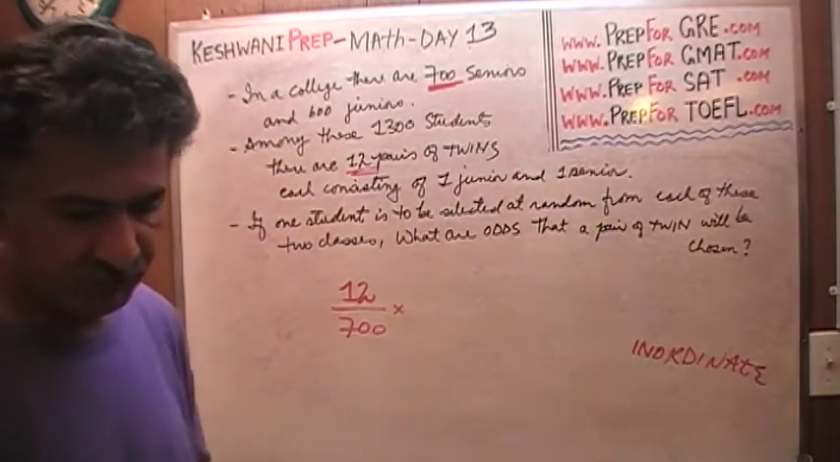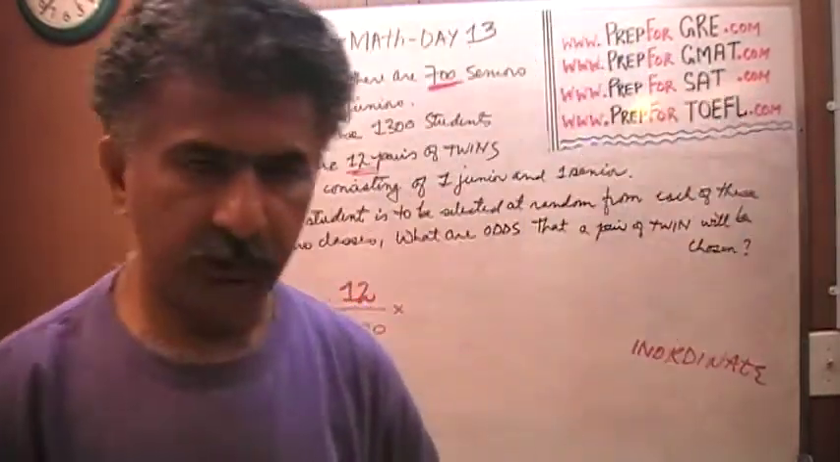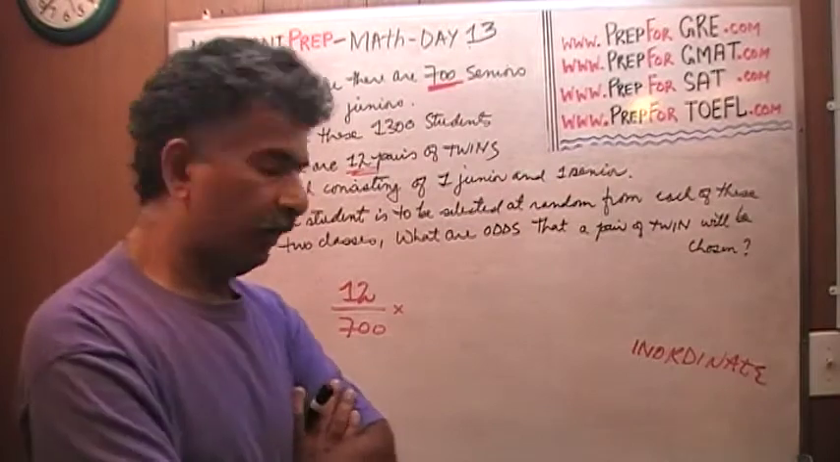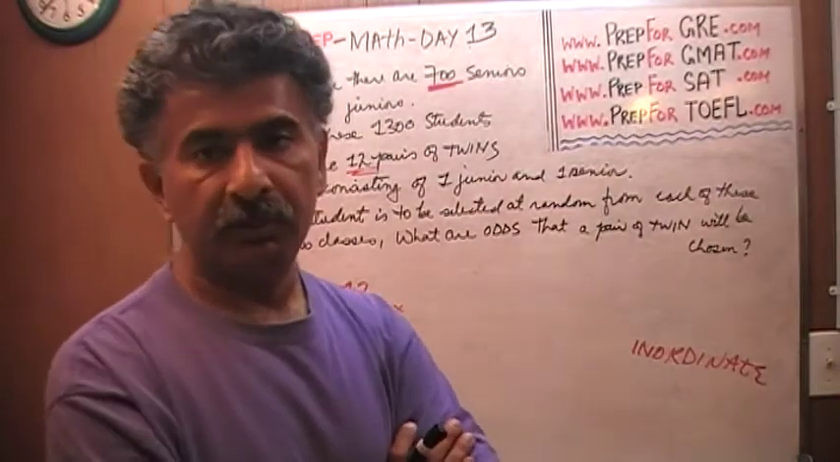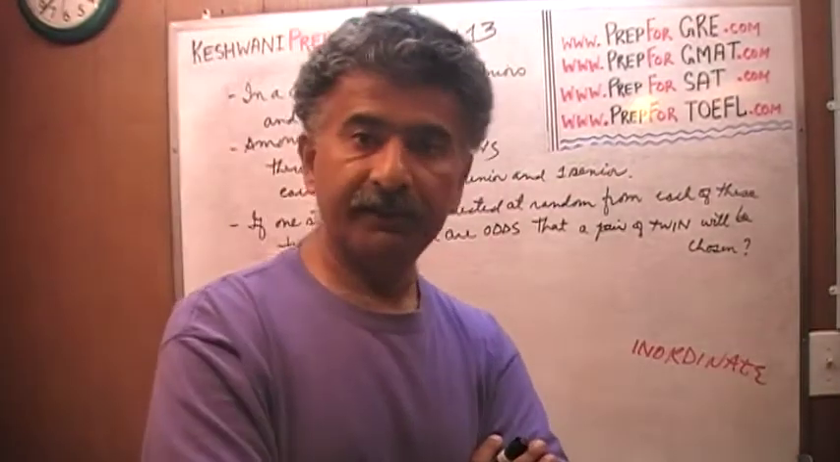So those are the odds of picking one person out of 1200. One person out of 700. One person among the 12 that we have. Now the second part is the tricky part.